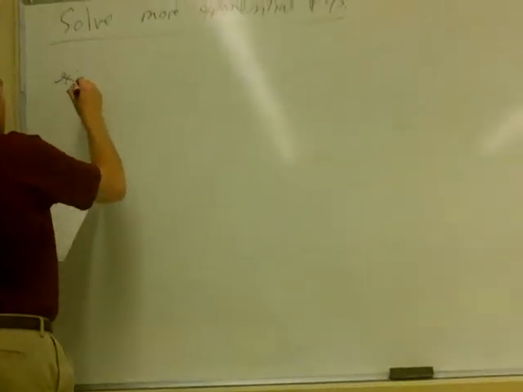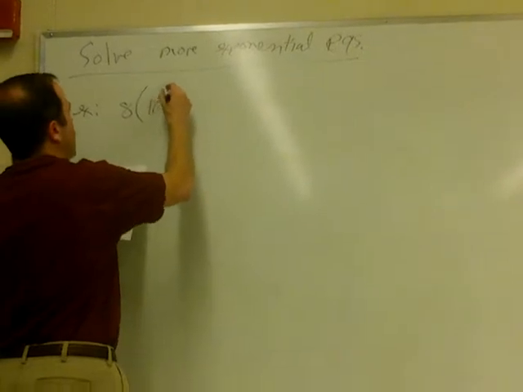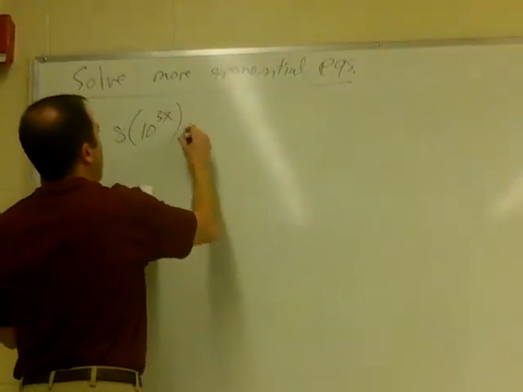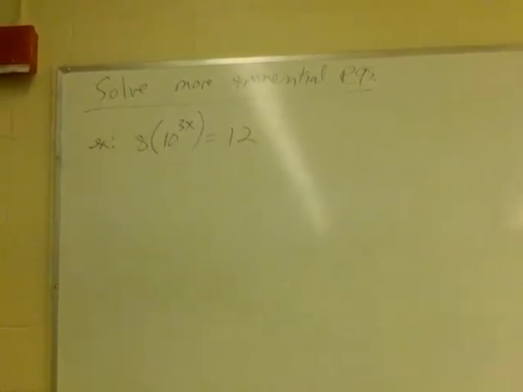All right. So 8 times 10 to the 3x equals 12. What are you observing here, and what does that mean to you?